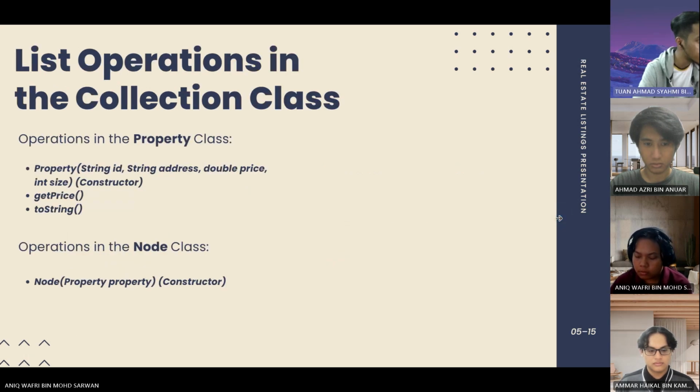So for the list of operations in the collection class, for the operations in the Property class, we have Property, which is a constructor with string ID, string address, double price, and int size. We also have getPrice and toString. For the operations in the Node class, we have Node with property, which is a constructor. So next slide.